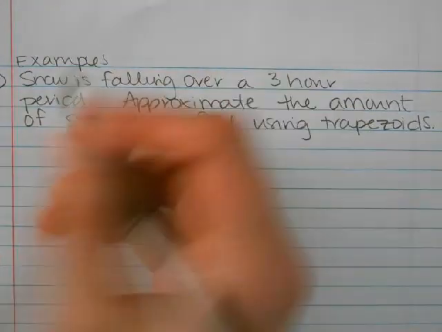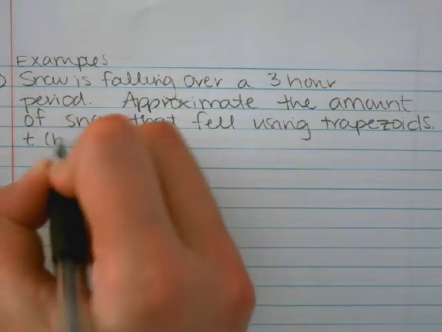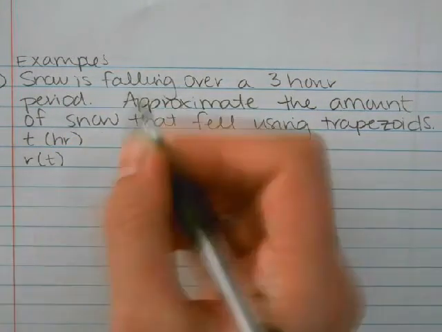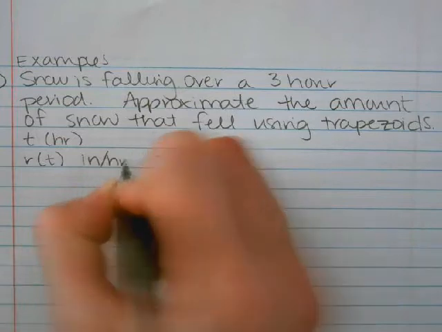So we've got a table, and we have T, which is in terms of hours, that's our time in hours, and then R of T is how many inches per hour we have of snow.